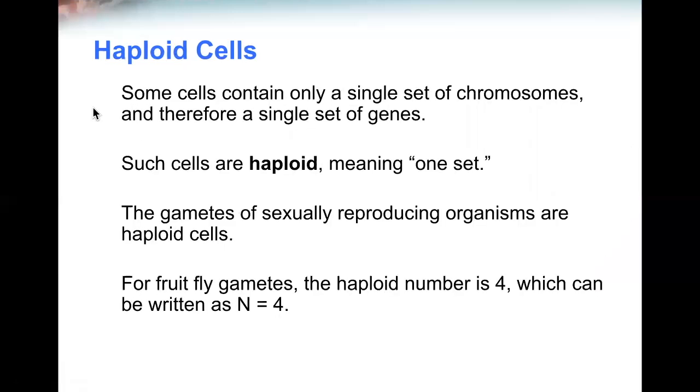Some cells contain only a single set of chromosomes and therefore a single set of genes. Such cells are haploid, meaning 1 set. The gametes of sexually reproducing organisms are haploid cells. For the fruit fly gametes, the haploid number is 4, which can be written as n = 4.